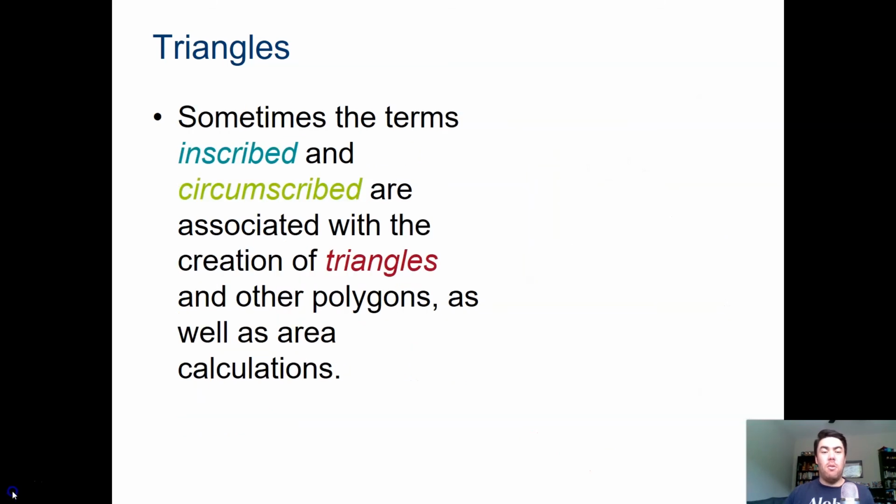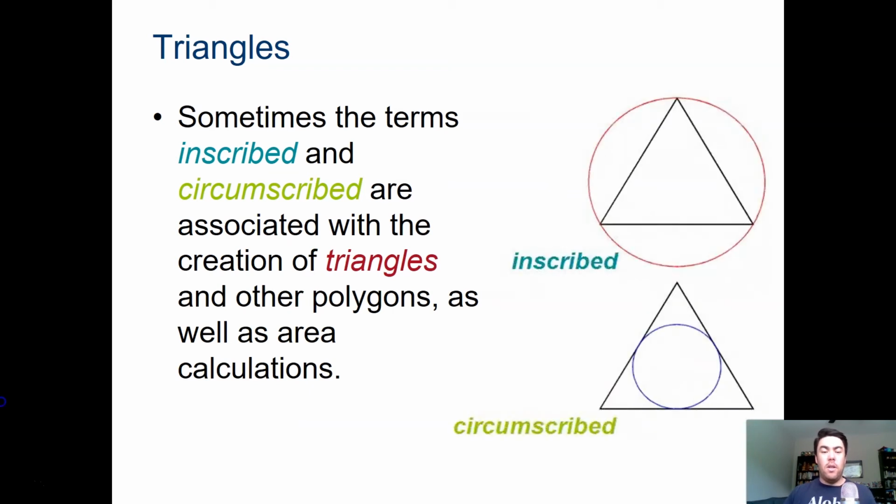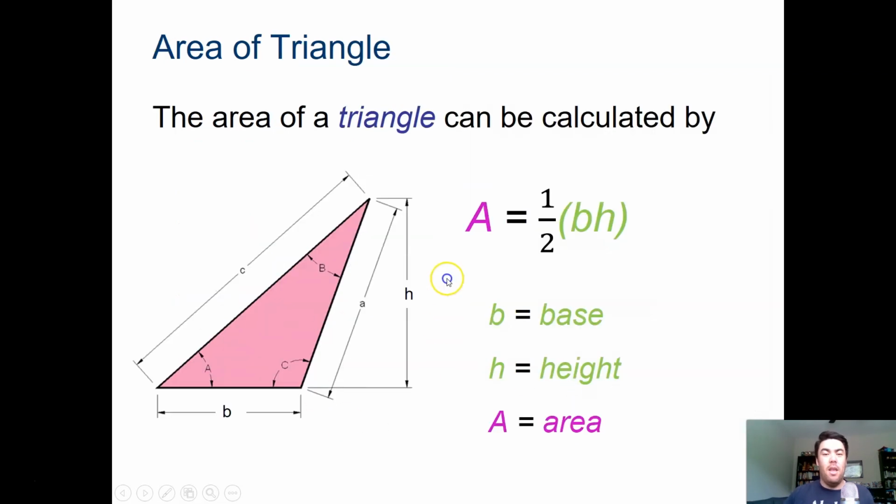Sometimes the terms inscribed and circumscribed are associated with the creation of triangles and other polygons, as well as area calculations. So here we have an inscribed triangle, inscribed in a circle, and here we have a circumscribed triangle around a circle. The area of a triangle can be calculated by finding 1/2 times the base of the triangle times the height of the triangle.